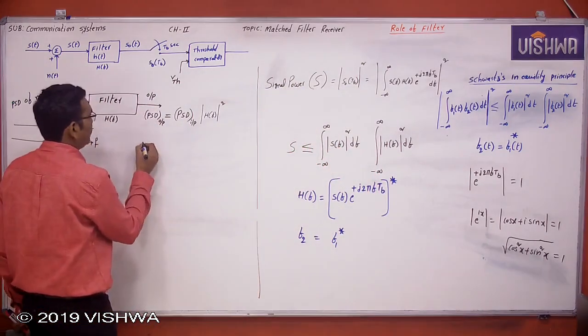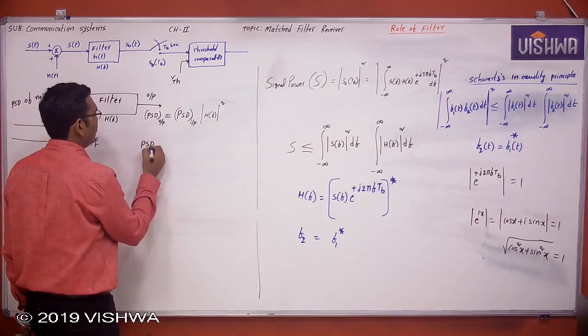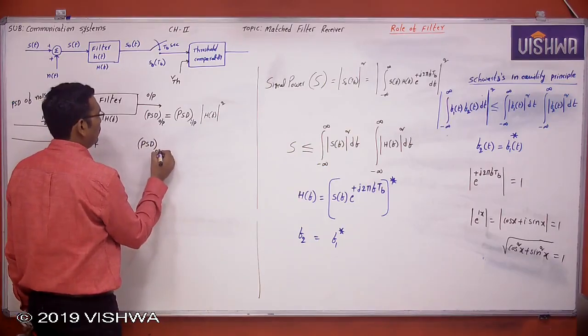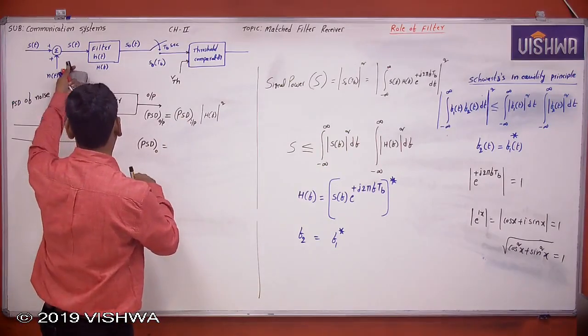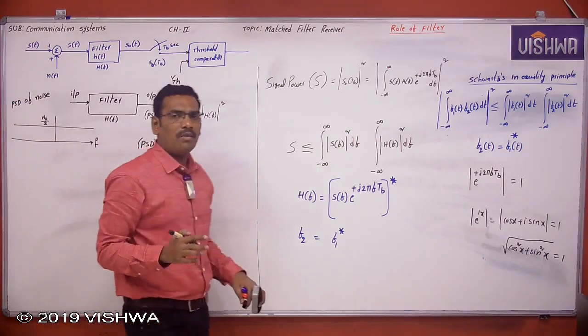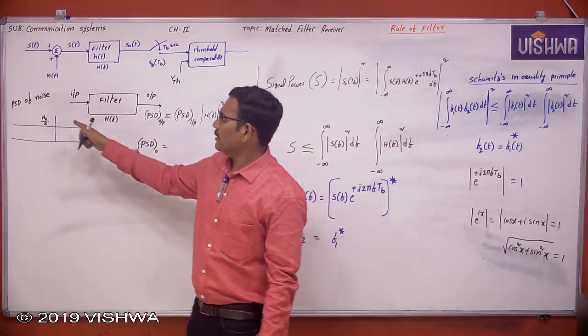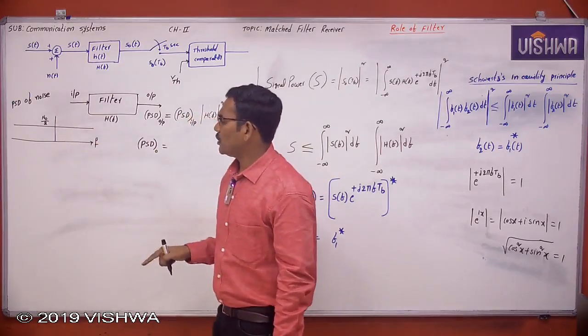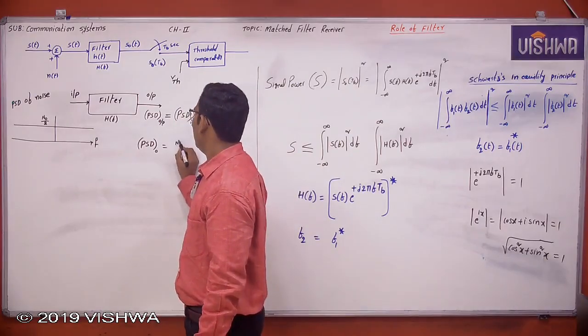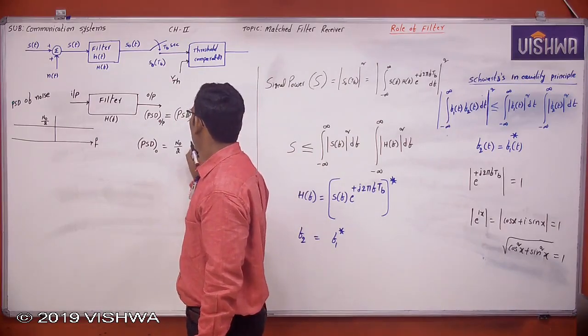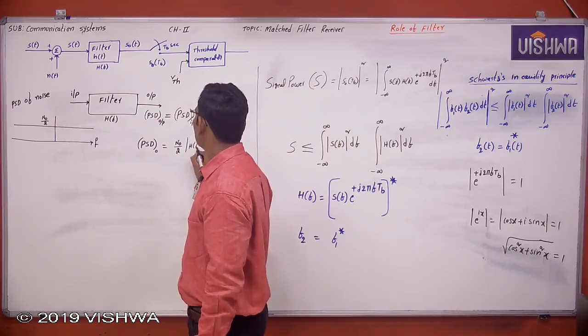Now what is the power spectral density at the output of the filter, which is equal to, what is the power spectral density at the input of the filter? It is nothing but a noise. What is a noise? Thermal noise. What is the thermal noise power spectral density? Now, additive white Gaussian noise, whose power spectral density is uniform, right? N naught by 2 into the square of the filter transfer function.